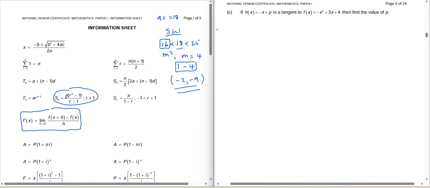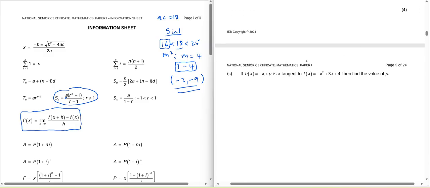Now let's go to C. They are saying that h of x is a tangent to f of x. Find the value of p. Now, I know that I am having a function and also I'm having a tangent. Now, you need to think, is there anything that helps me to connect a tangent and a function? So let's just do a simple sketch, because already we know that there is a minus.